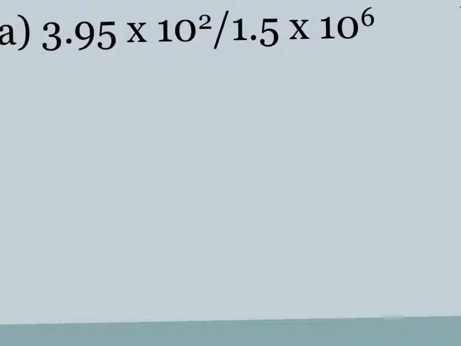Next is example C. Example C says 3.95 times 10 squared divided by 1.5 times 10 to the 6th. We're going to work this problem in two parts. We can do it either way. We can work with the number in front first, or we can work with the exponents first. We'll get the same answer. So let's do the number in front first. Okay. If I take 3.95 and divide by 1.5, I get 2.63.